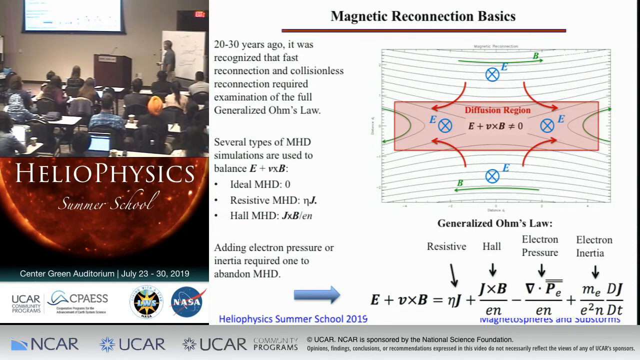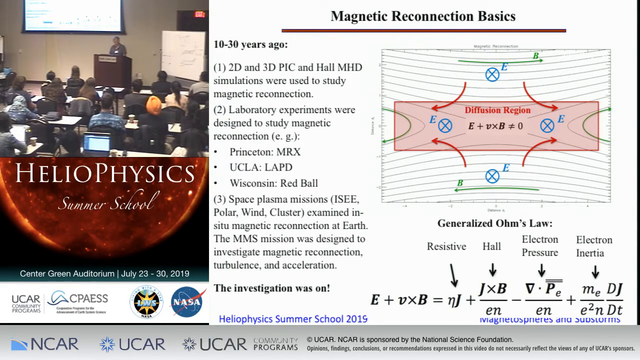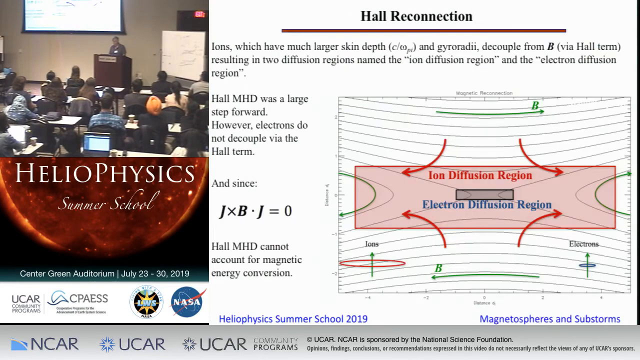We're bringing back the terms that we threw away, and we found out that the Hall term, which is J cross B, is very important for the ion diversion, and that this electron pressure term and inertia term, well, we don't have a direct time derivative, so we really suspected it was this electron pressure term. But we couldn't understand how you could infinitely build up pressure along an axis.